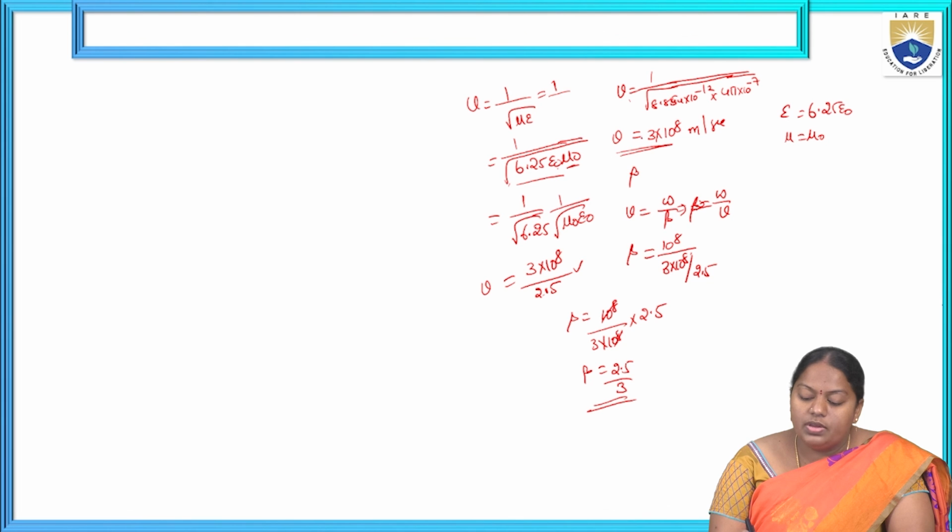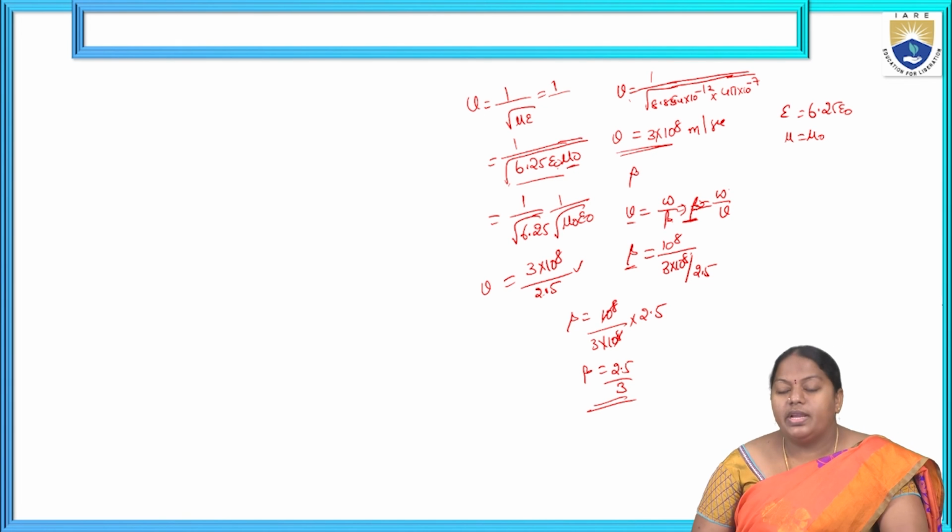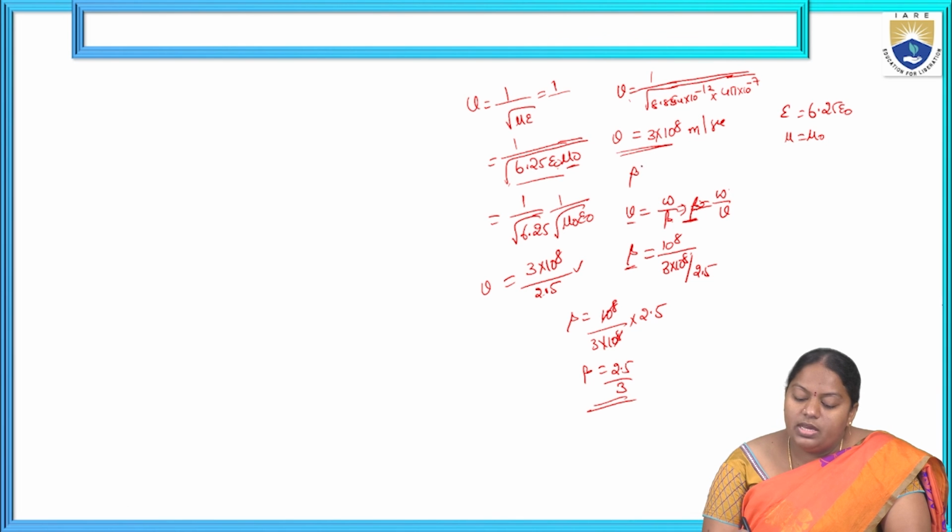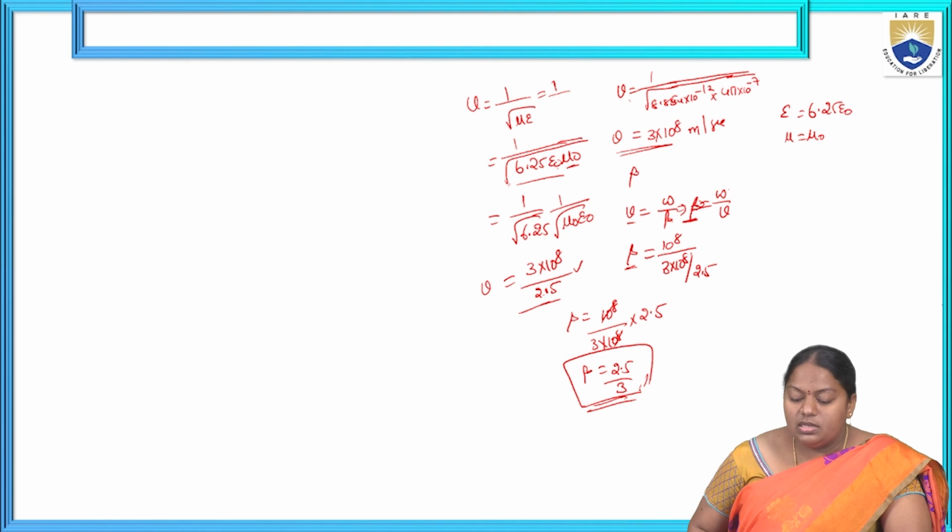And use this value v to find the value of beta. That is the formula: velocity v equals omega by beta. Wave velocity, or phase velocity, is omega by beta. Now from this, beta needs to be omega by velocity. From the given, if you substitute omega as 10 power 8 and the velocity value obtained here, then 10 power 8 by 3 into 10 power 8 by 2.5. From this, we'll be getting the value for phase constant beta as 2.5 by 3.